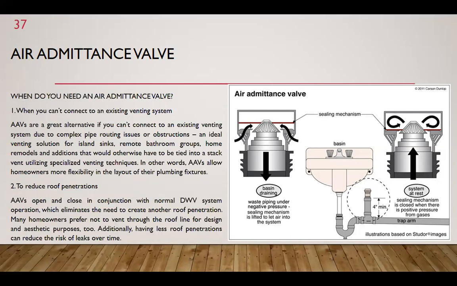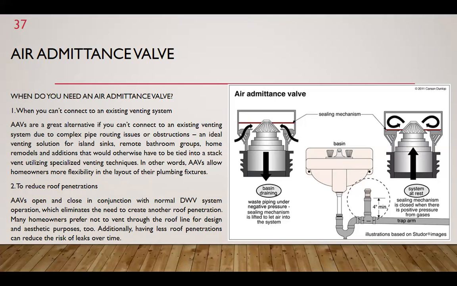When do you need an air admittance valve? One, when you can't connect to an existing venting system. AAVs are a great alternative if you can't connect to an existing venting system due to complex piping routing issues or obstruction. An ideal venting solution for island sinks, remote bathroom groups, and home remodels that would otherwise have to be tied into a stack vent utilizing specialized venting techniques. In other words, AAVs allow homeowners more flexibility in the layout of their plumbing fixtures.